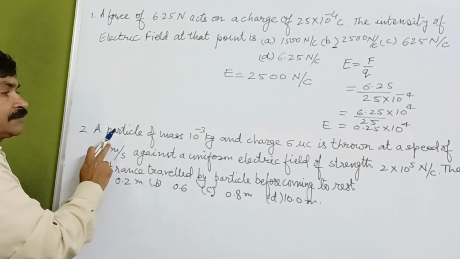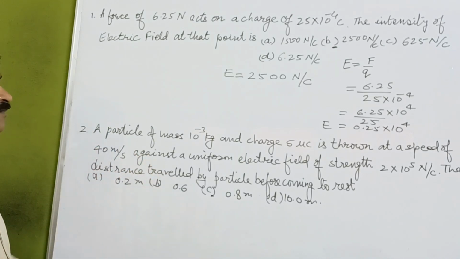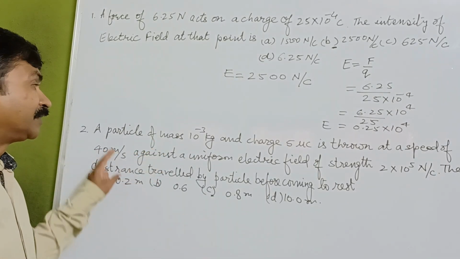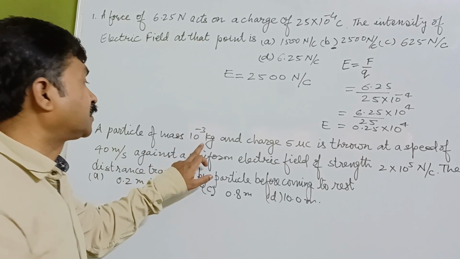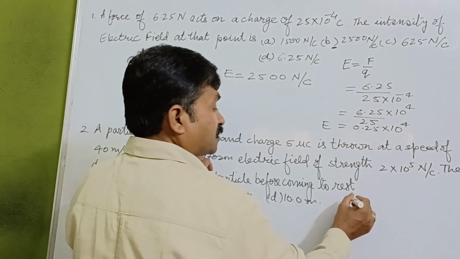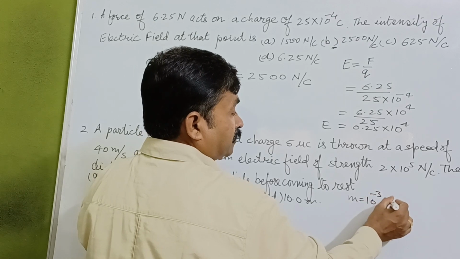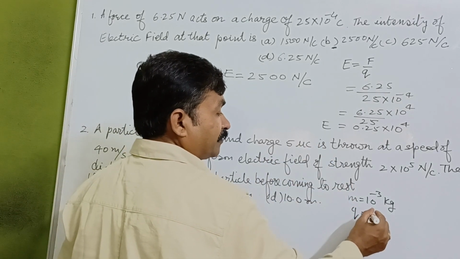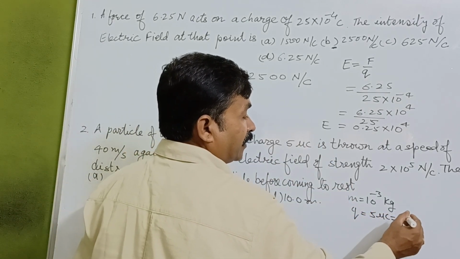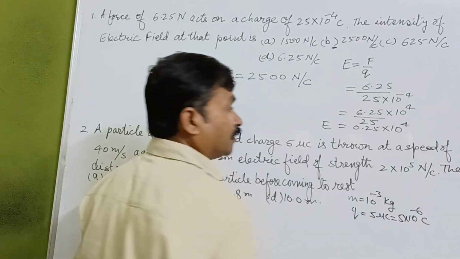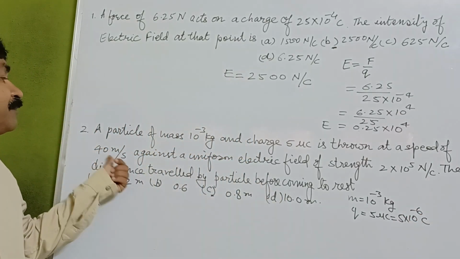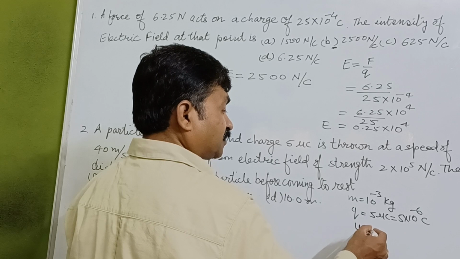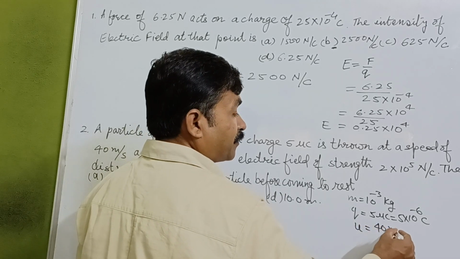Now here we have another question, which is somewhat based on the equation of motion also. If we go through the question, we will come to understand it. A particle of mass 10^-3 kg, so mass is given to us, and charge 5 microcoulomb, that is 5 × 10^-6 coulomb, is thrown at a speed of 40 meter per second against a uniform electric field. So the initial velocity is also given to us, 40 meter per second.